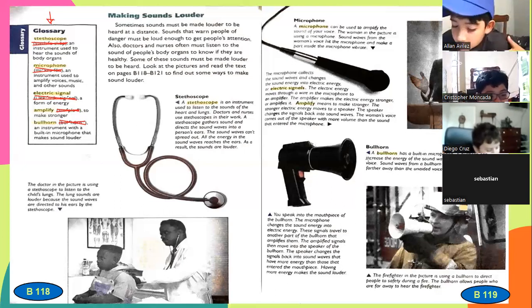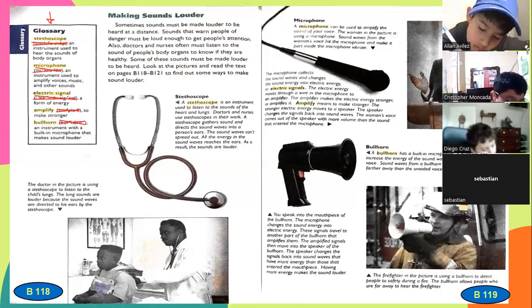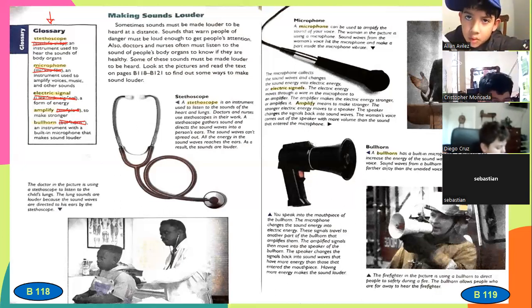A bullhorn can increase the energy of the sound waves made by your voice. Sound waves from a bullhorn can be heard much farther away than an unaided voice. Just by screaming on the street, of course, some people around you are going to listen. But if you use a bullhorn, your voice is going to be heard much farther.